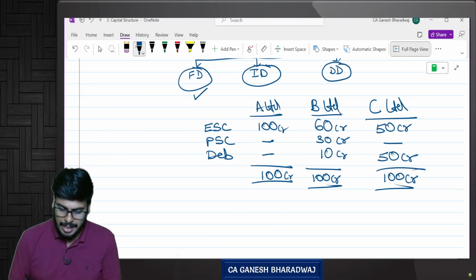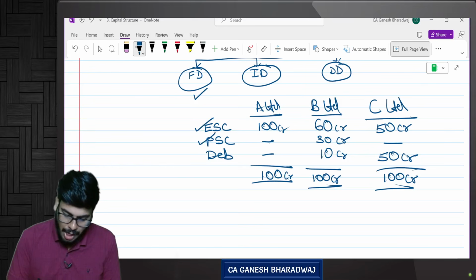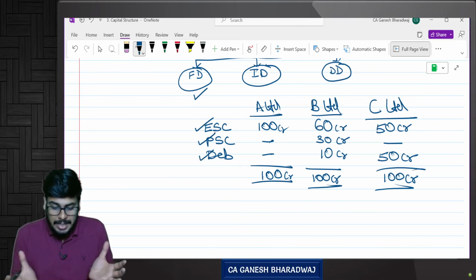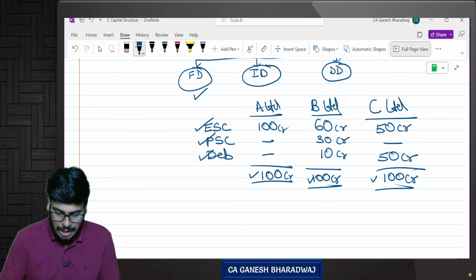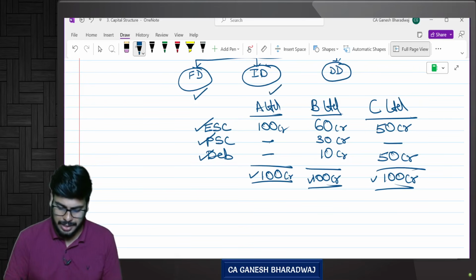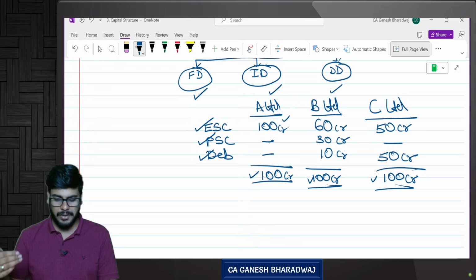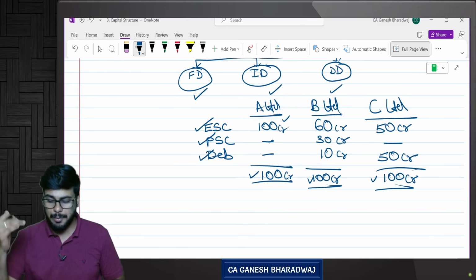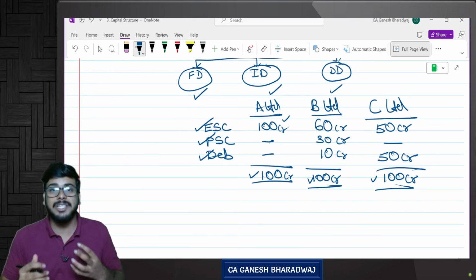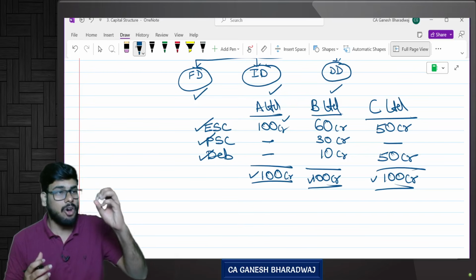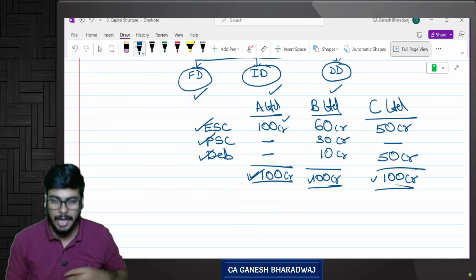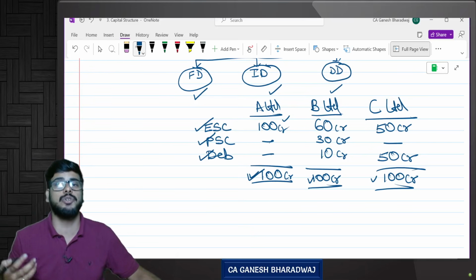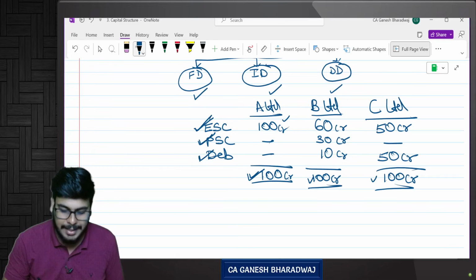Or in other words, how much of equity, how much of preference, and how much of debentures are present inside this capital is called capital structure. So for A limited, I will say the capital structure is 100 crores entirely from equity. Whereas for B limited, I will say 60 from equity, 30 from preference, 10 from debentures. And for C limited, it will be 50, nil, and 50, and so on. So the capital structure means the manner or the source from which I have raised funds. This entire 100 crores, give me the breakup from which source we have raised what? That is called capital structure.